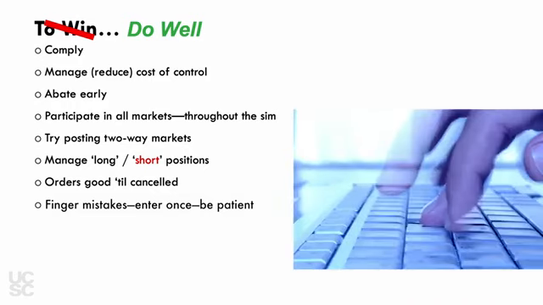Don't make finger mistakes. And be patient. What's a finger mistake? Well, if the buy button is right next to the sell button and you accidentally press buy when you meant to press sell, you're going to end up buying those tons. That's a finger mistake. It happens all the time in the real world.